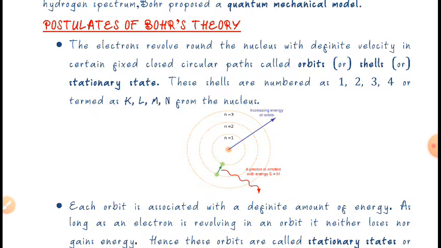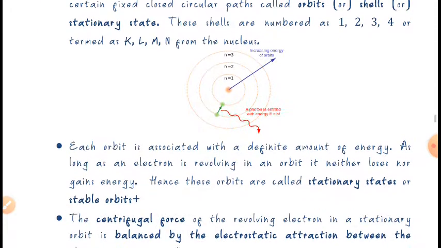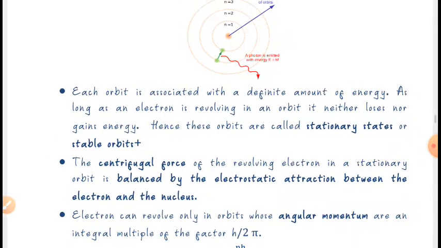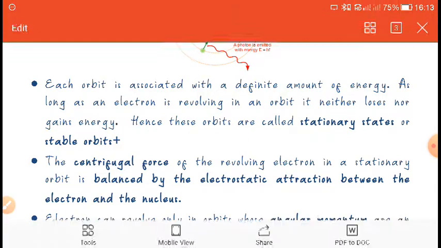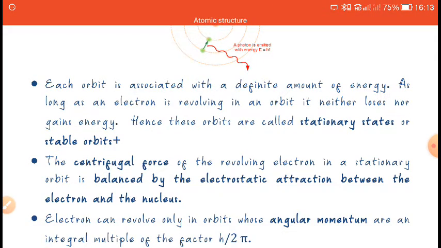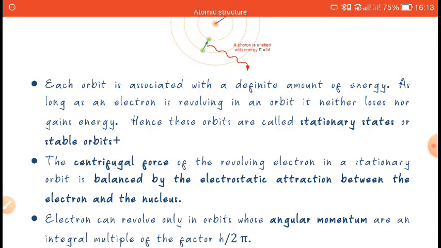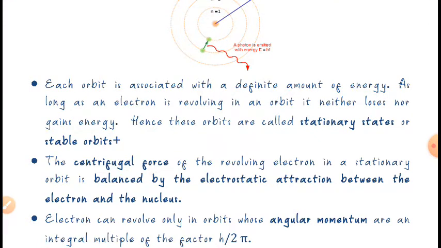So in the same way, what Bohr has said is that the electron revolves around the nucleus with a definite velocity, meaning the velocity of the electron will be fixed, in a closed circular path which is called an orbit or shell, and he gave those shells the names 1, 2, 3 and 4. Now number two, he says that each orbit is associated with a definite amount of energy, meaning whatever orbit we are seeing here, n equal to 1, 2, 3 and so on, will have a definite amount of energy, meaning their energy will be fixed, okay.